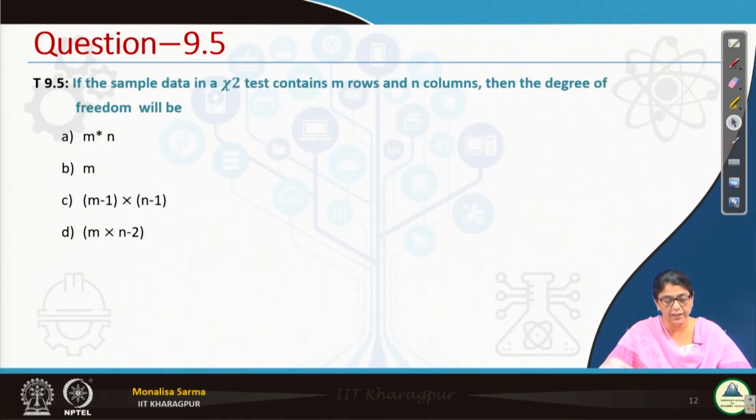If the sample data in a chi-square test contains m rows and n columns, remember in the chi-square test, we put the independent variable in the column, and the dependent variable in the row, and so we form an m cross n matrix. Then what will be the degree of freedom? Degree of freedom is (m minus 1) cross (n minus 1). So this is the degree of freedom.